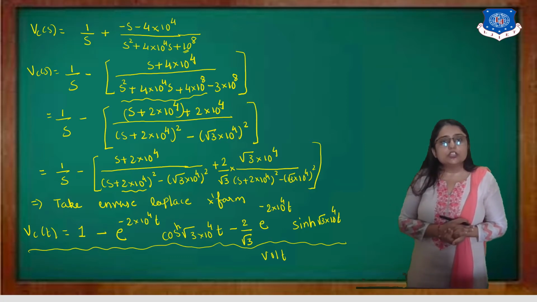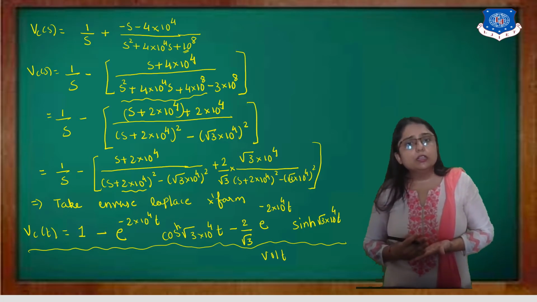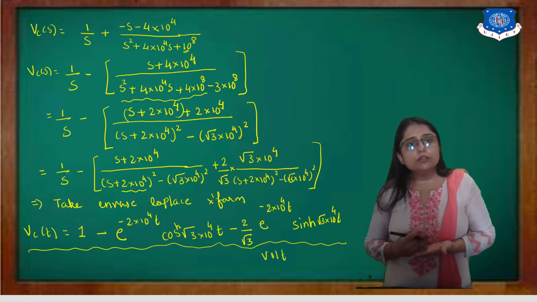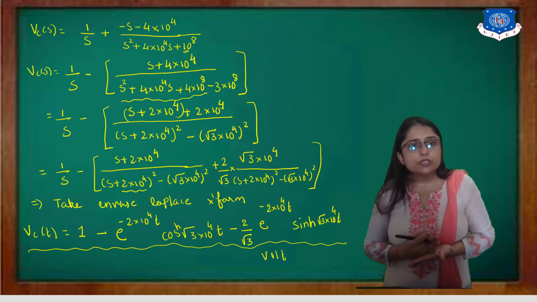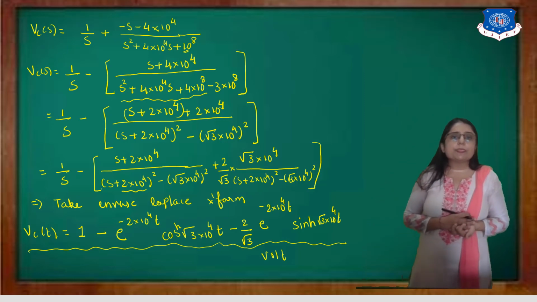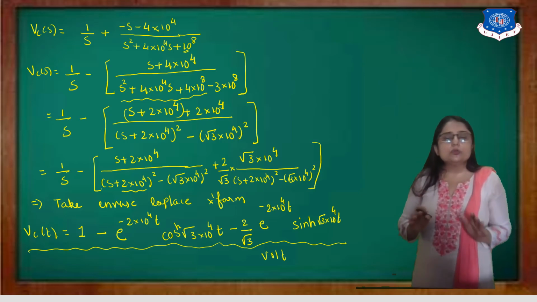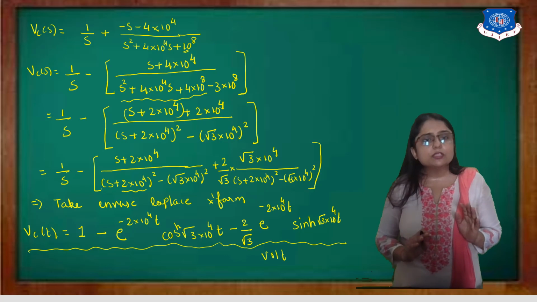So for that, the equation is what? I have to multiply the capacitance term with the current. So first, I'll find out the value of current I of s. And then simply I multiply that I of s with 10 raised to 6 divided by s, and then do the simplification and find out the inverse Laplace.